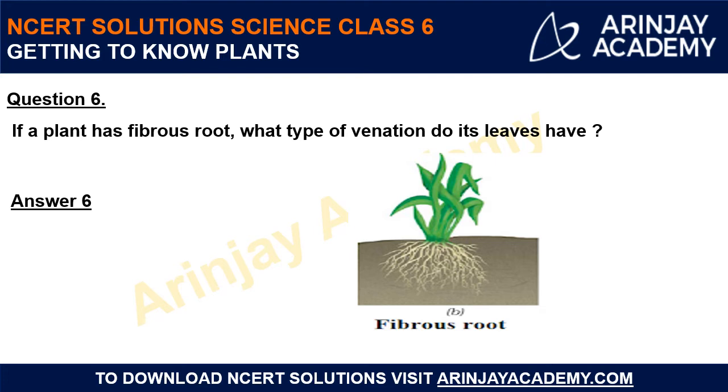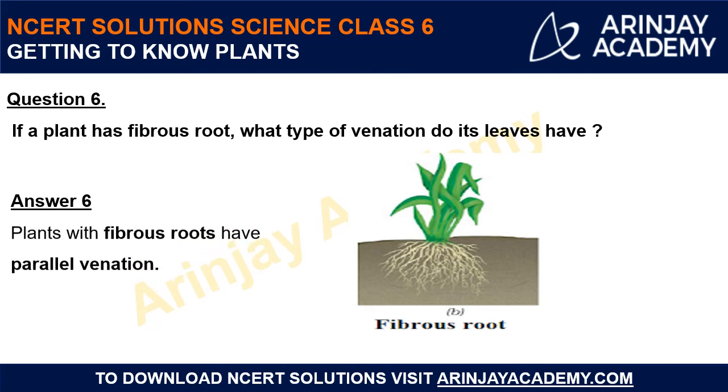So here you can observe an image being shown. This is an image of a plant which has fibrous root, and from the leaves you can also understand that they will have what? They will have parallel venation. So thus you can conclude as well that plants with fibrous roots have parallel venation. Isn't this interesting that just by looking at the venation present in the leaves, you can determine whether the plant has fibrous root or not? So let's move ahead.